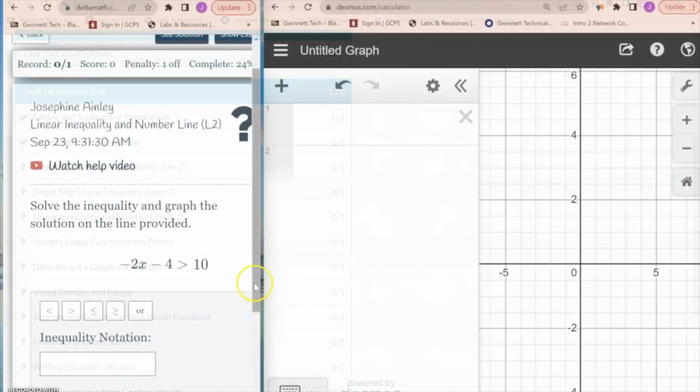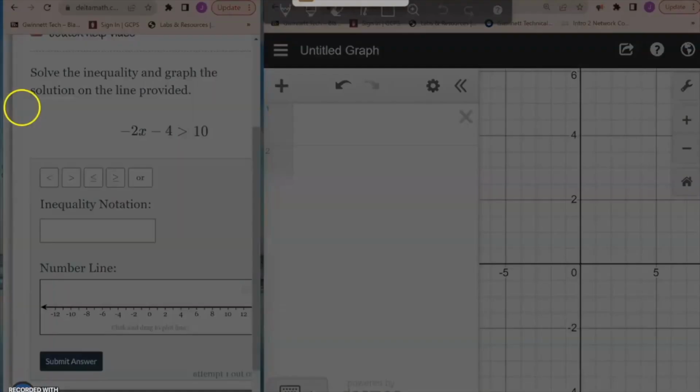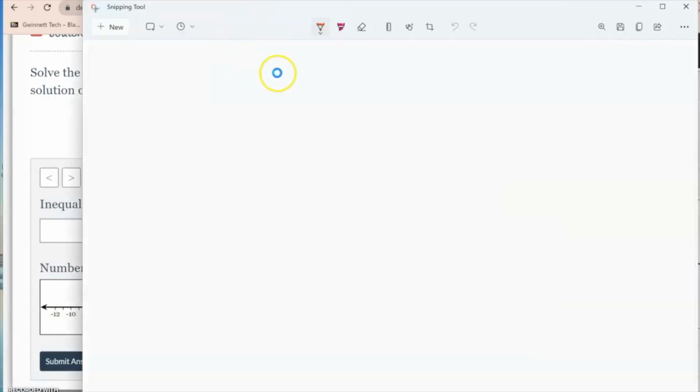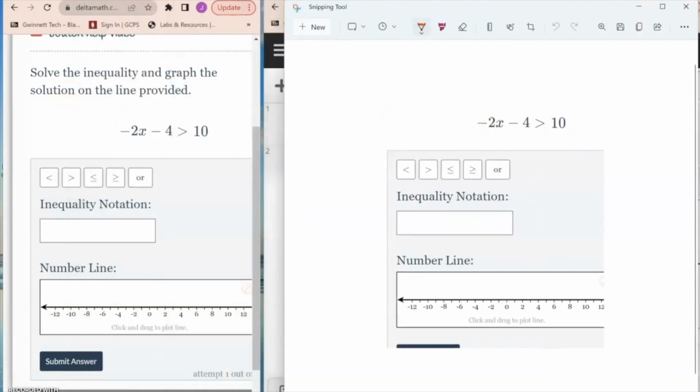All right, go back. So this is the question. It says solve the inequality and graph the solution on the line provided. So once again, I'm just going to copy the question down really quickly. Okay, first thing you need to do is solve the equation. So we're still solving equations. This time it's just an inequality.